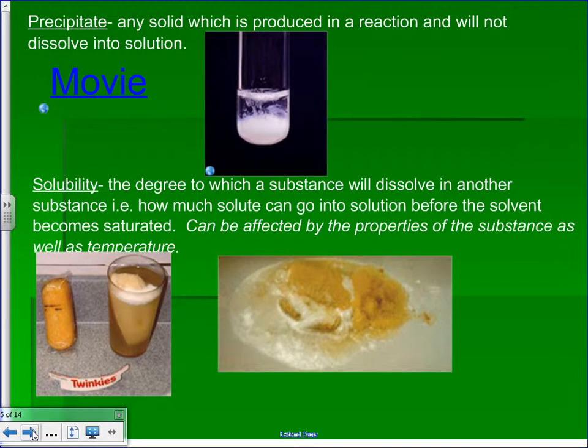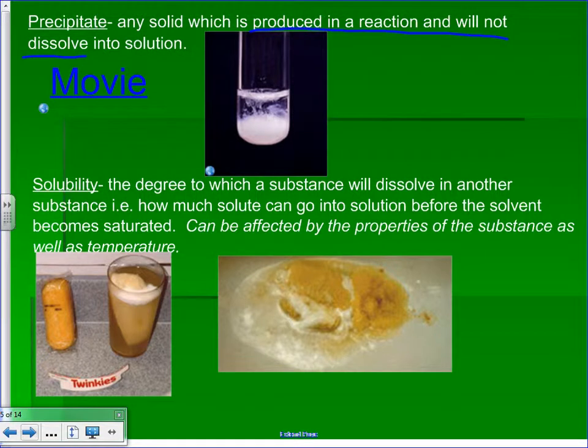Now, we said a precipitate is any solid which is produced in a reaction and will not dissolve in solution. So it's produced in a reaction and won't dissolve in the solution. That's the important part: produced in a reaction, and will not dissolve.